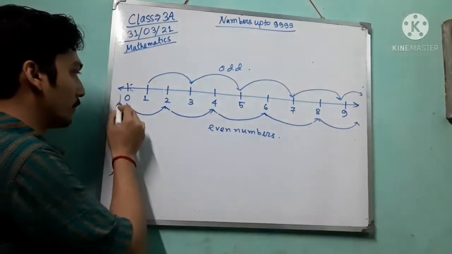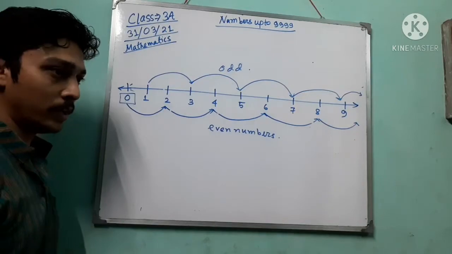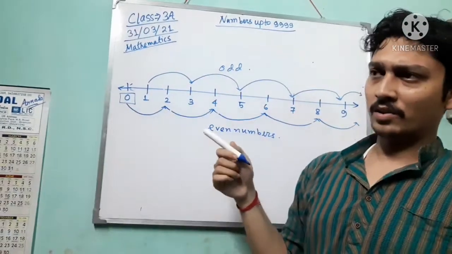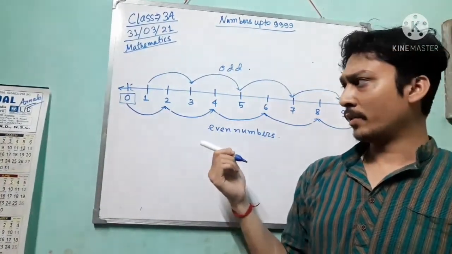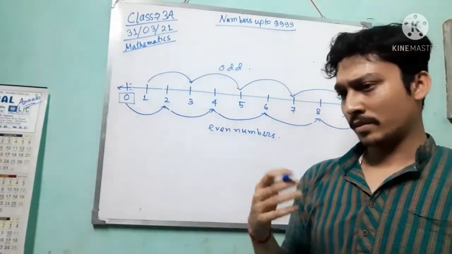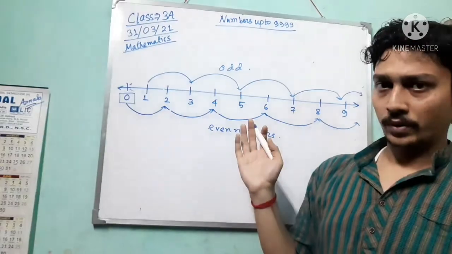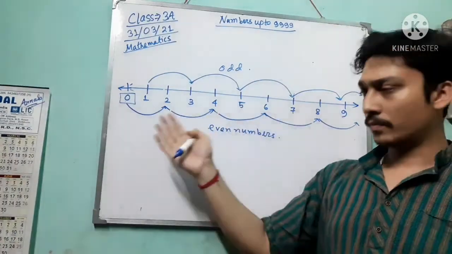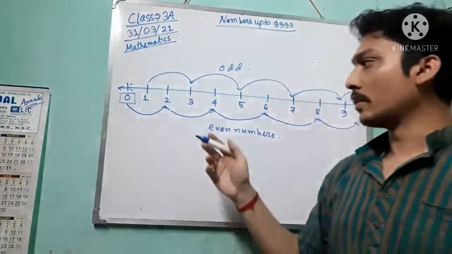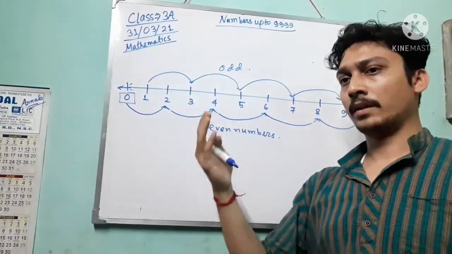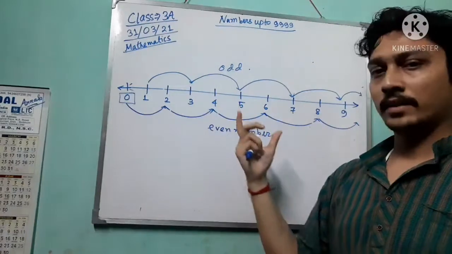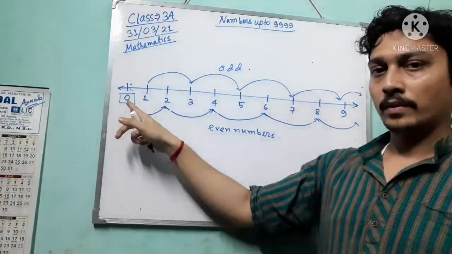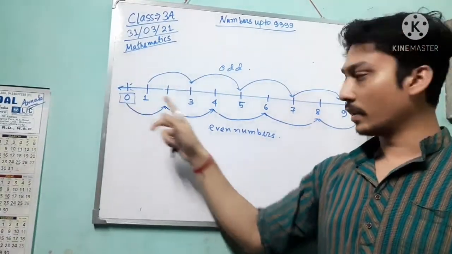Okay, but here is a confusion about 0. Many of the teachers or many of the mathematicians say 0 is an even number and 0 is also an odd number. But you have to know the definition of what I have taught about this. So you have to follow this, but when you are in the higher section, you will get another definition for the even number. So just forget about it. For now, we approach zero as an even number, okay.